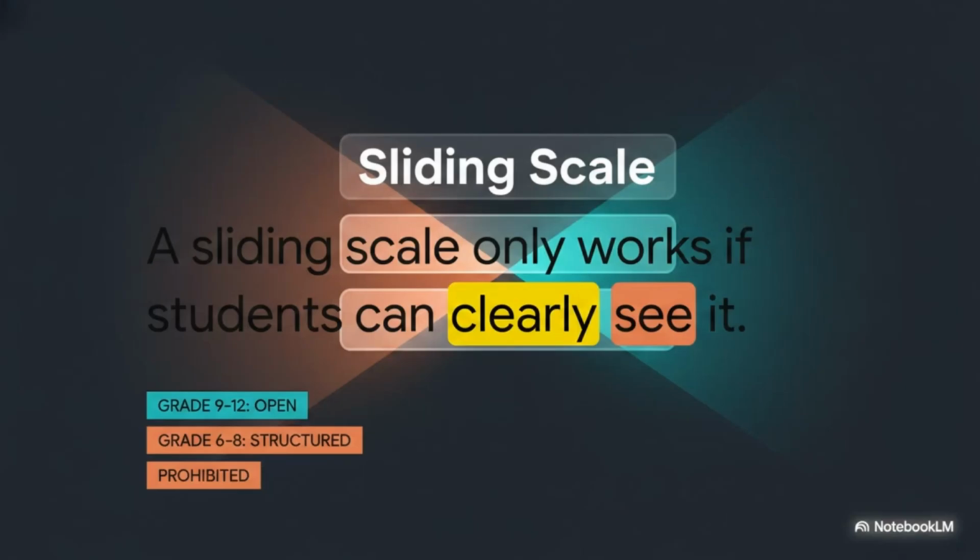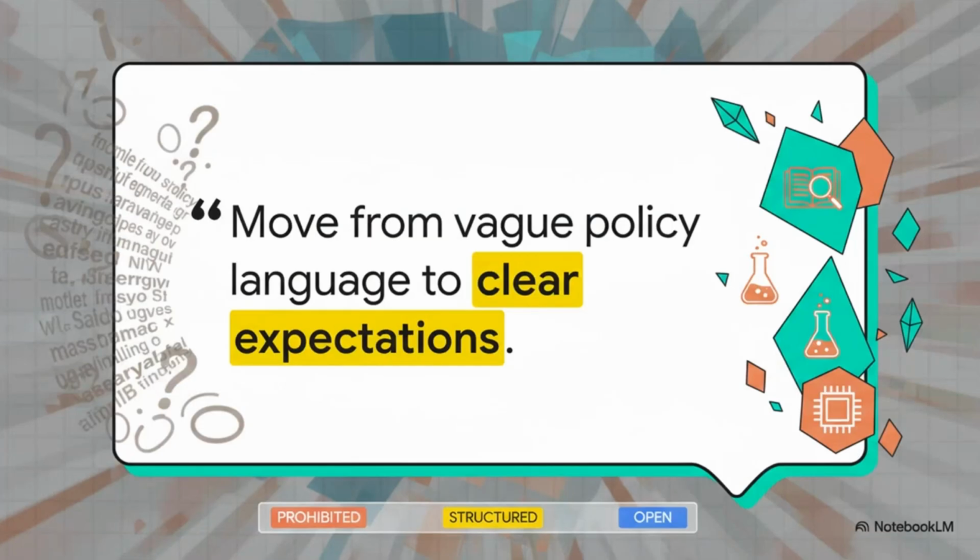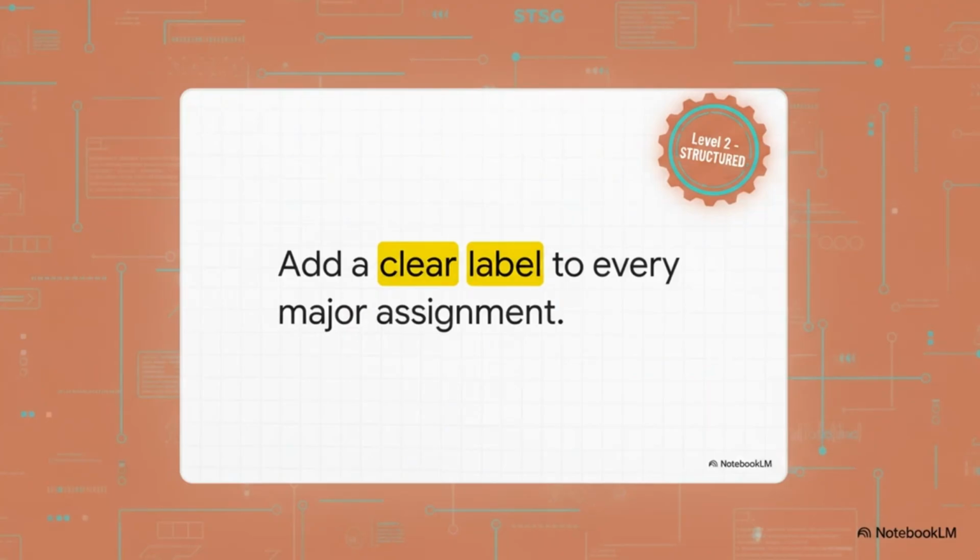But here's the massive catch, guys. This sliding scale only works if students can clearly see it. We have to ditch vague language like "use responsibly" and apply crystal clear, assignment-specific labels instead. Imagine sticking a giant, clear Level 2 label right on top of a digital assignment before work even begins.